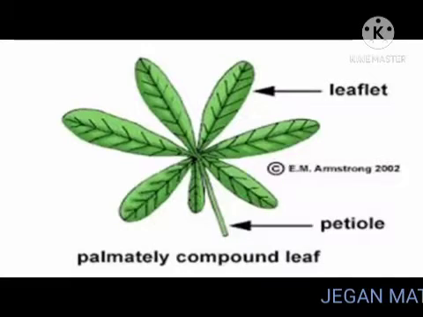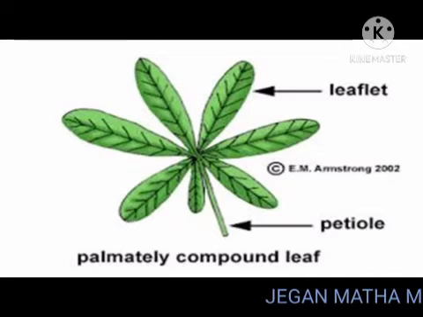So today's class we are going to see about palmately compound leaf and modification of the leaf. A palmately compound leaf is defined as one in which the petiole bears terminally one or more leaflets which seem to be radiating from a common point, like fingers from the palm.